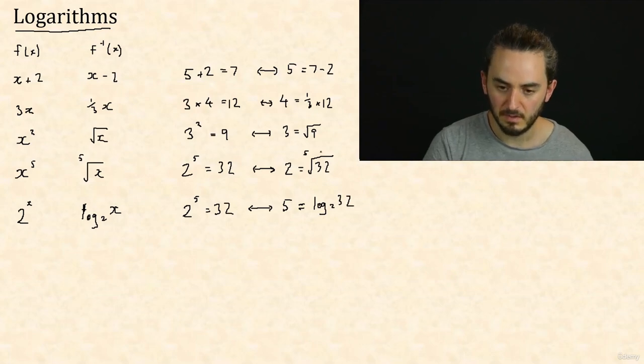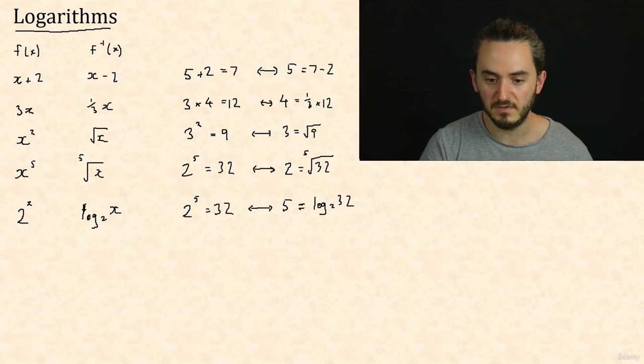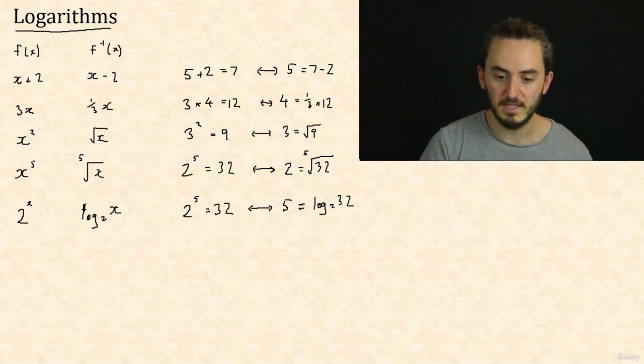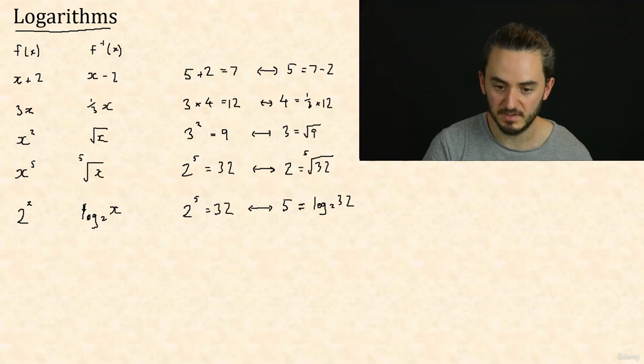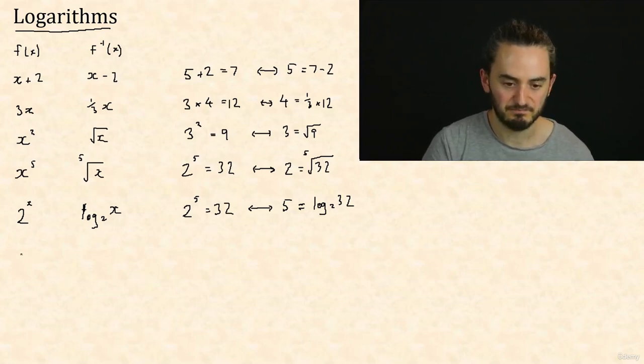Now remember, the roots were questions saying which number multiplied by itself 5 times gave 32. The answer was 2. The log asks another question. It says 2 to the power of what equals 32? Okay, well, 2 to the power of 5 is 32, so the answer is 5.